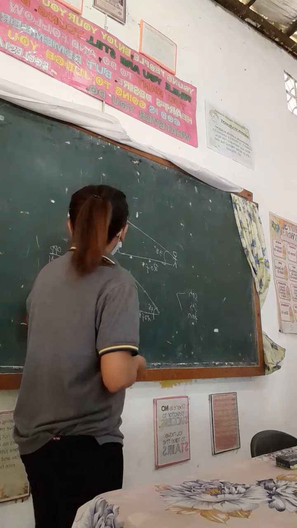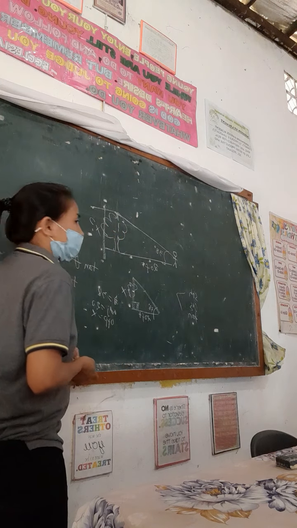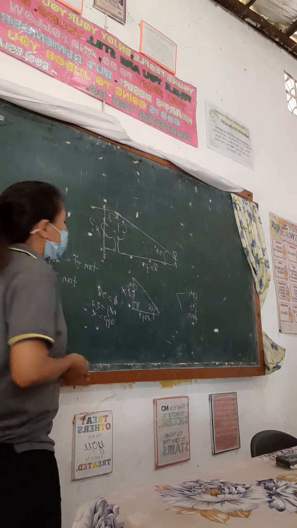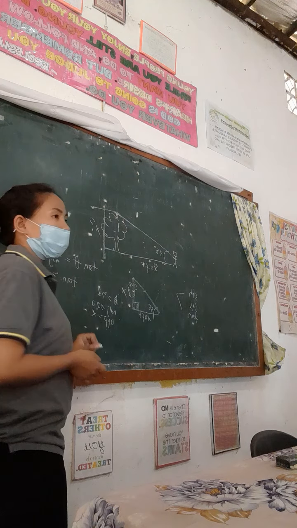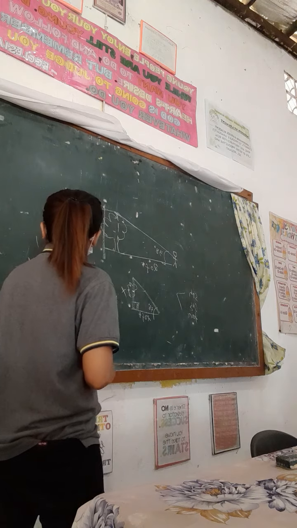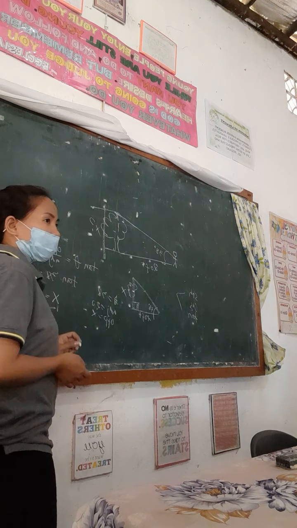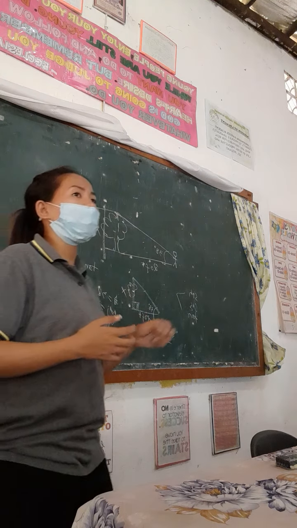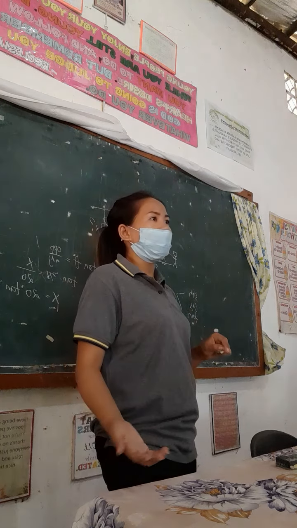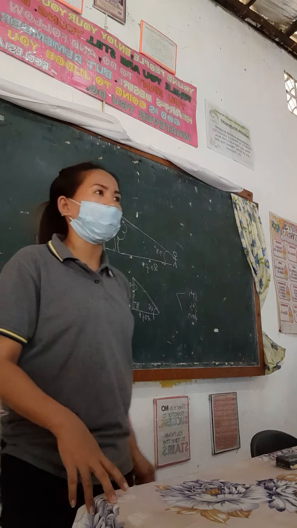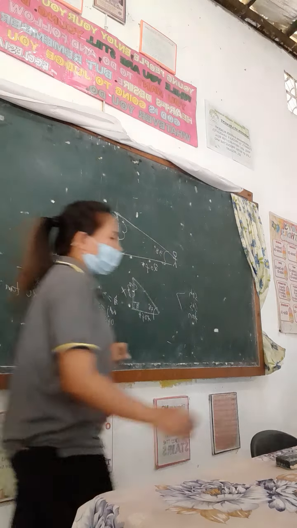So we can say tangent 38 is equal to opposite, which is x, over the adjacent side, which is 20. Now, to solve for x, of course, you have to cross multiply. Now, we have x is equal to 20 times tangent 38 degrees. On your calculator, you just click scientific calculator. Again, as I advised you last time, you have to have a scientific calculator.